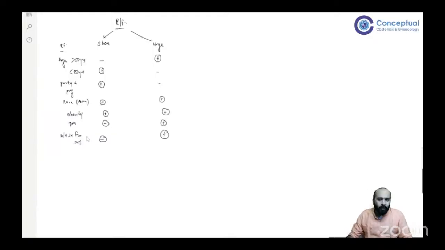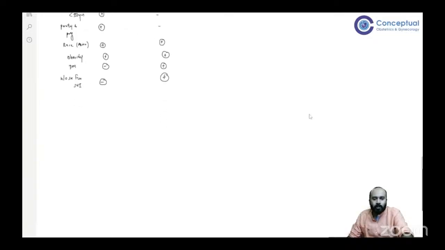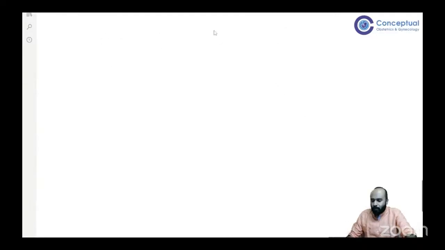So how do I manage it? When I talk about the management, first of all, it is very important for me to make the diagnosis. And before diagnosing, I need to take a proper, very meticulous history. So in management, my first part is going to be diagnosis, followed by the second part being treatment.